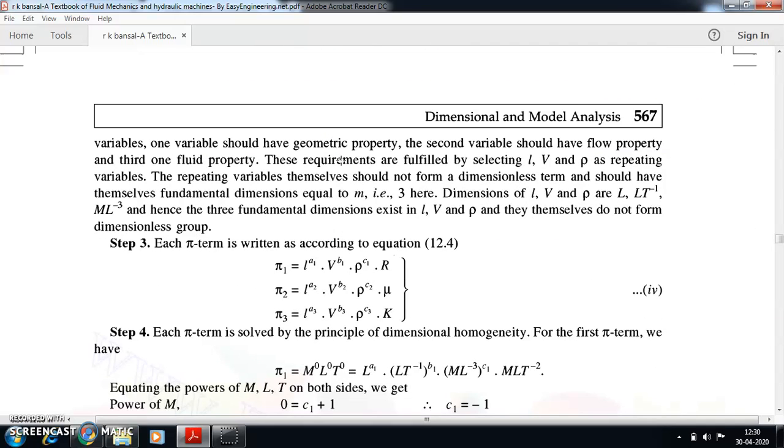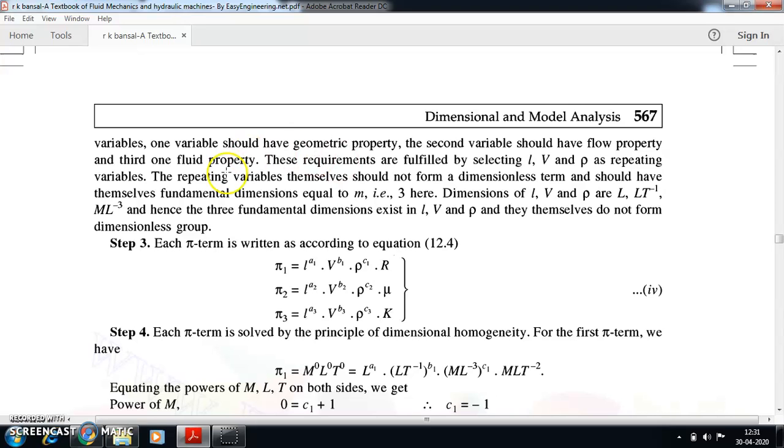Now we have to decide the repeating variables based on 3 concepts. One of the repeating variables should be connected with geometry, one should be connected with the flow parameter, and another should be connected with the fluid property. If it is geometry, it can be length, diameter, volume. For the flow, you can consider velocity or acceleration. For the fluid property, you can take density, viscosity, bulk modulus.